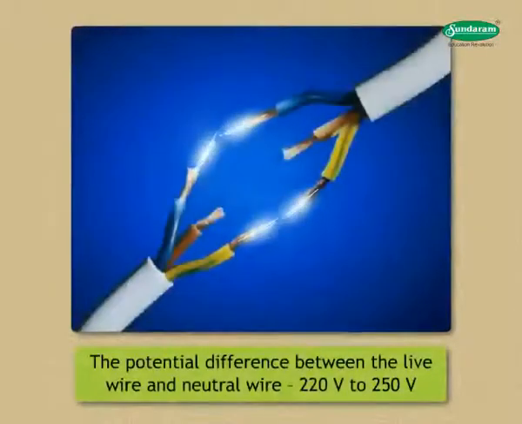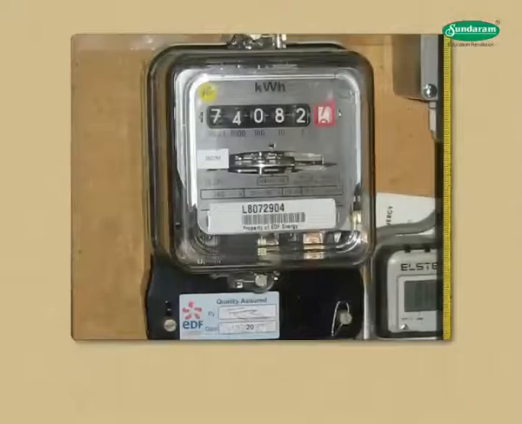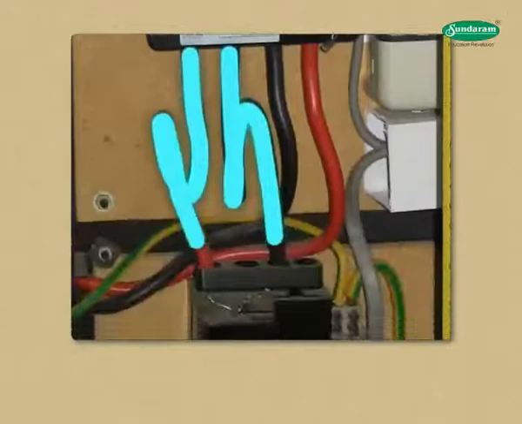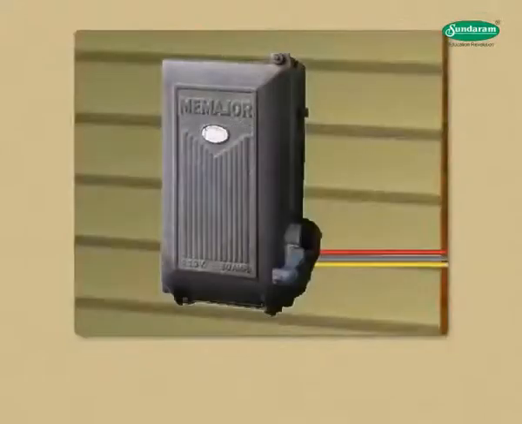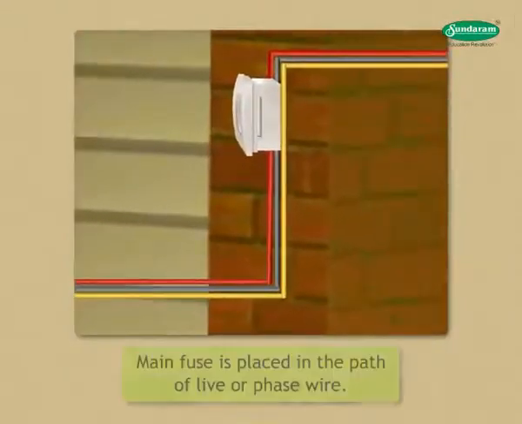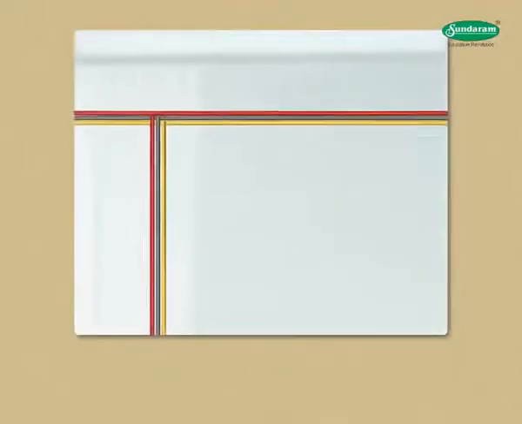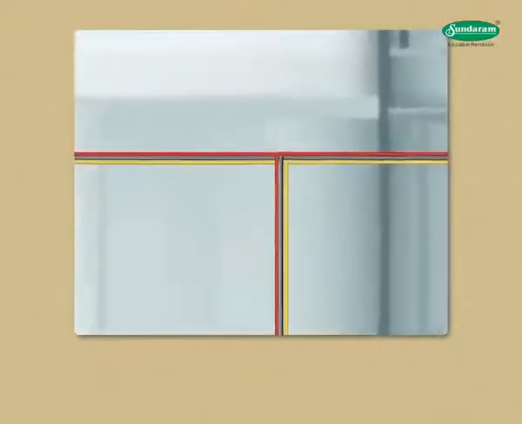The potential difference between the live wire and neutral wire is between 220 volt to 250 volt. The output power from electric meter is taken to the main switch. A fuse known as main fuse is placed in the path of live or phase wire. The output electric power from the main switch is distributed to the domestic electric circuit.